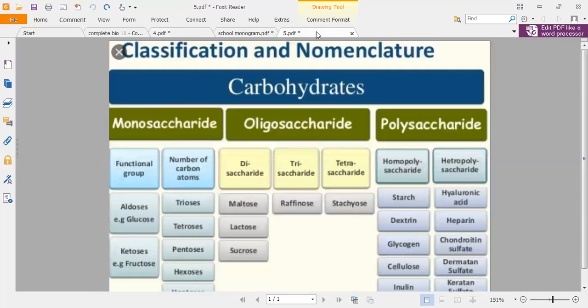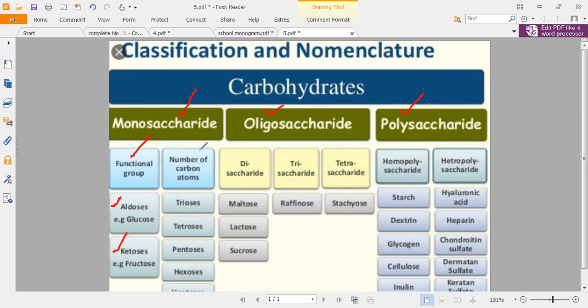Dear students, if you see the brief summary and classification nomenclature of carbohydrates, we can see that there are three kinds of carbohydrates: monosaccharides, oligosaccharides, and polysaccharides. Monosaccharides have two functional groups. Some have an aldose group and some have a keto group. The example of the aldose group is glucose and of the ketose group is fructose, which we have discussed earlier.